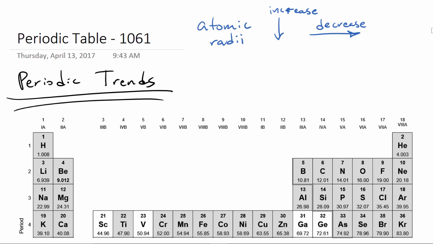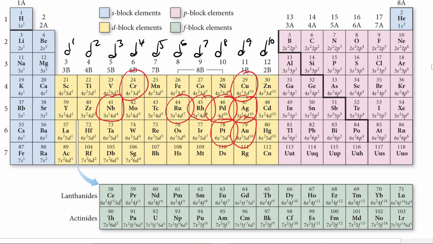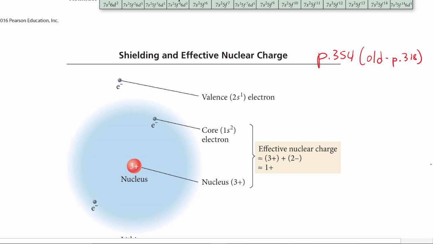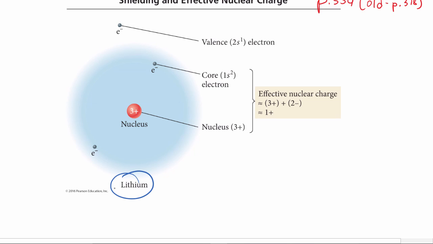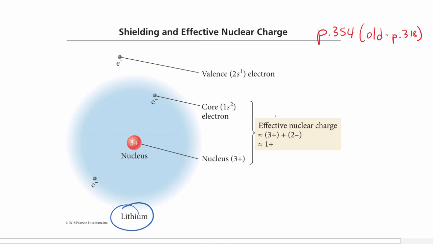We have to consider, and this is now a figure back on your first page, something that we have to consider when we look at these. It's called the shielding effect and the effective nuclear charge. This is for the element lithium. And we need to look at what's called the effective nuclear charge. And we determine the effective nuclear charge like this.